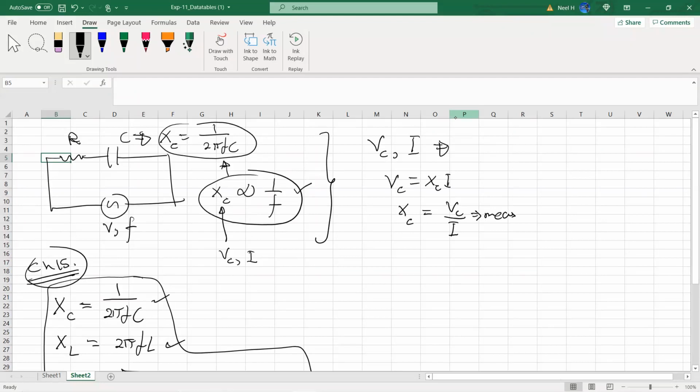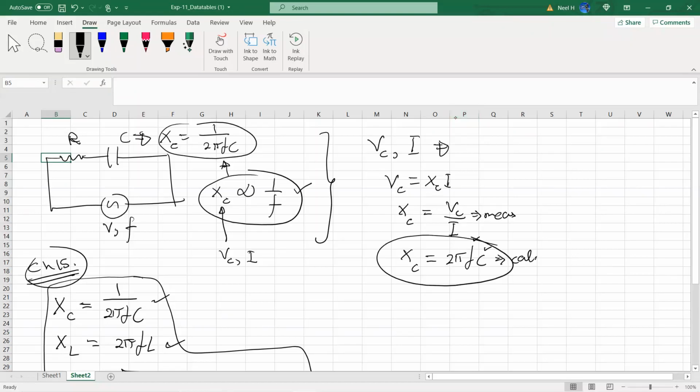On the other hand, I can calculate that X of C, which is equal to 1 over 2 pi F C, by simply knowing the frequency of the applied voltage and the capacitance. I can calculate that. That's our theory part, right? That's our physical principle we discussed in the last chapter.